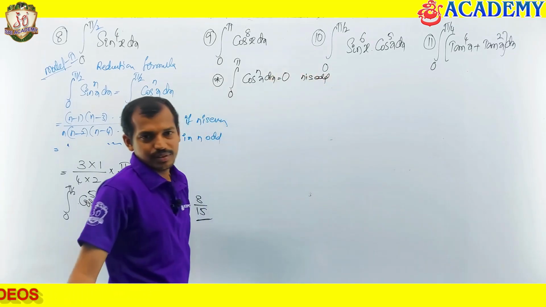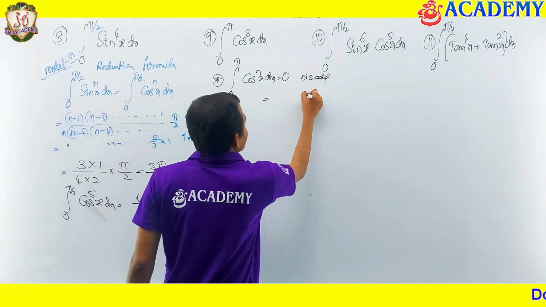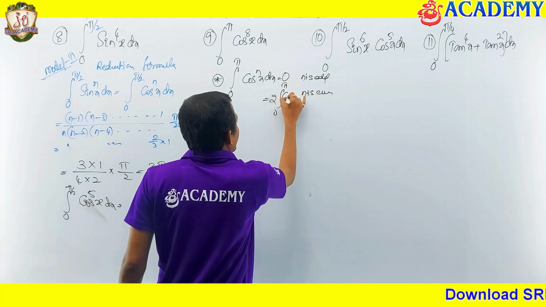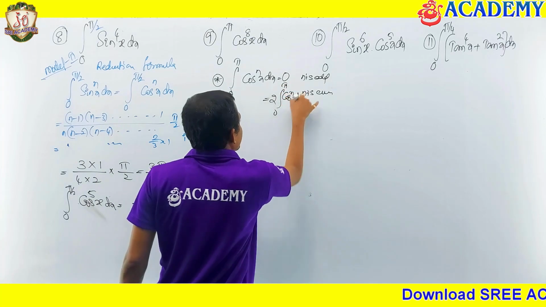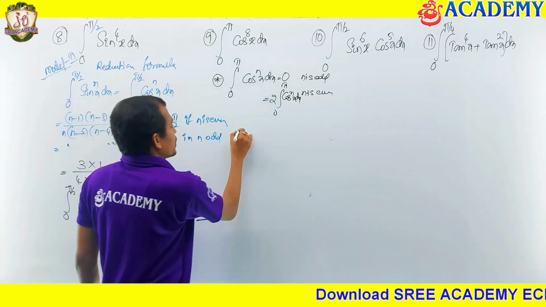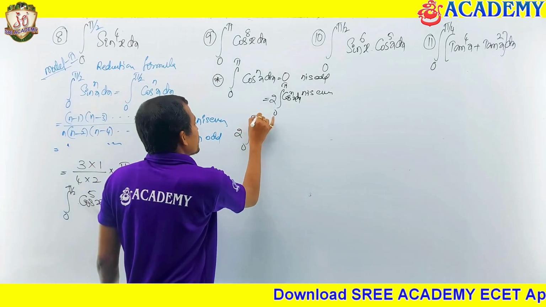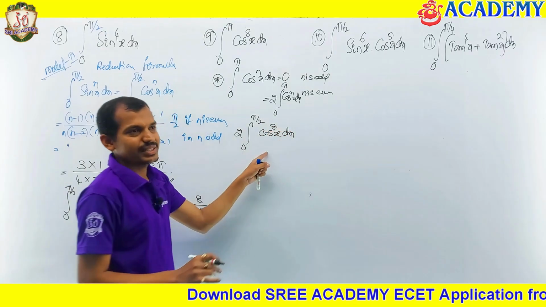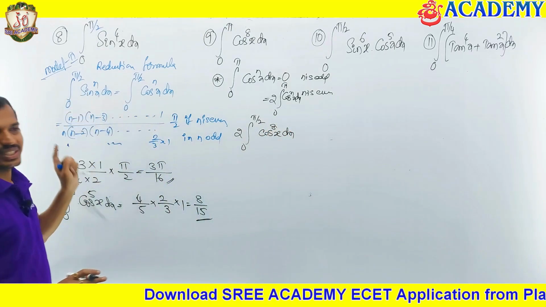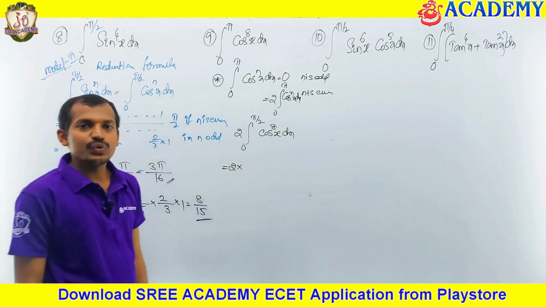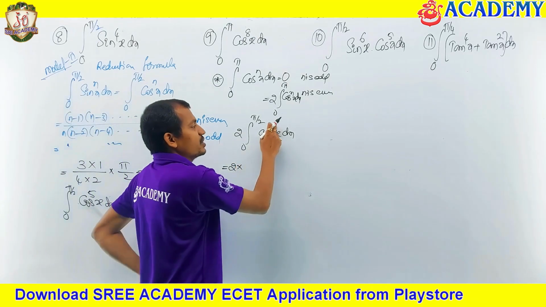answer is going to be 0. If n is even, you are going to have answer 2 into integral 0 to pi by 2 cos to the power of nx dx. Here n is even, that's why here 2 into integral 0 to pi by 2 cos to the power of 8x dx. Same concept, simply by using this formula, we are writing the answer, that is 2 into, it's going to be cos to the power of 8.